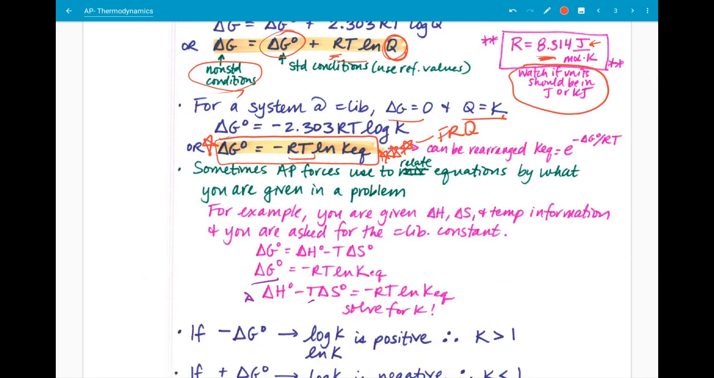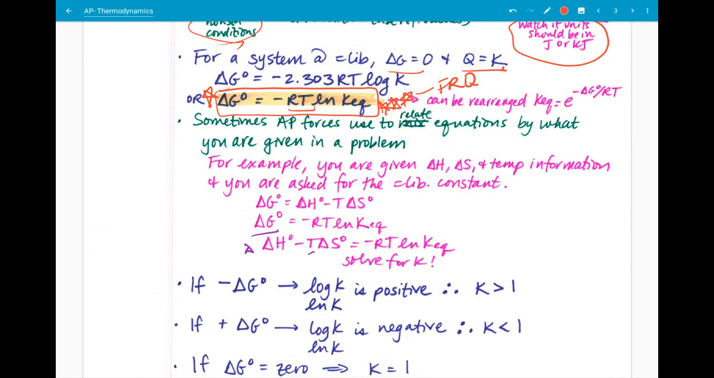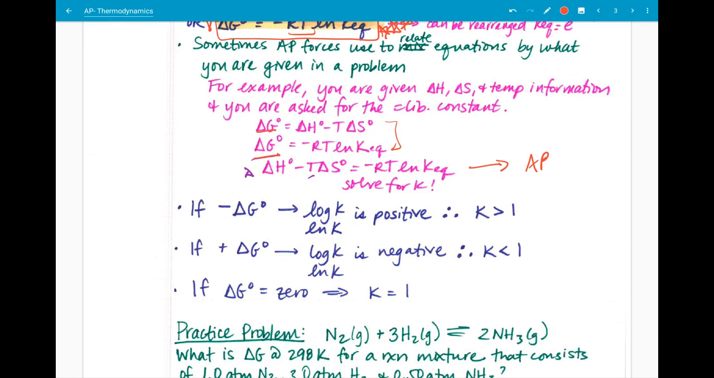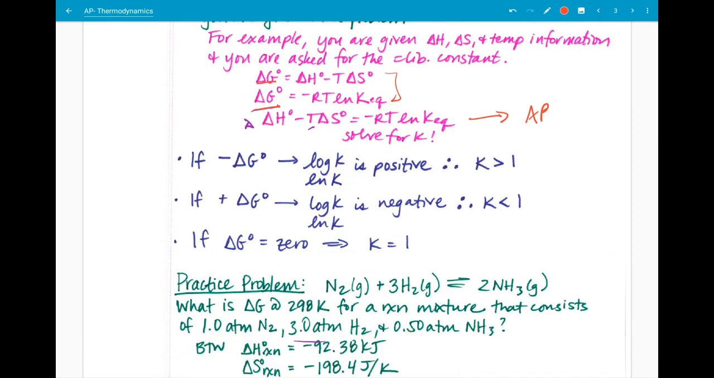Sometimes AP likes for you to relate equations together. Notice we have several equations that start with delta G. So we could set these two equal to each other. We could say delta H minus T delta S equals negative RT ln of K. This is where AP likes to check your understanding of how things relate. Now, if delta G is negative, then the natural log of K is positive. That means your equilibrium constant is greater than 1. If you have a positive delta G, that means the natural log of K is negative, so K is less than 1. If delta G naught is 0, that means K is 1.